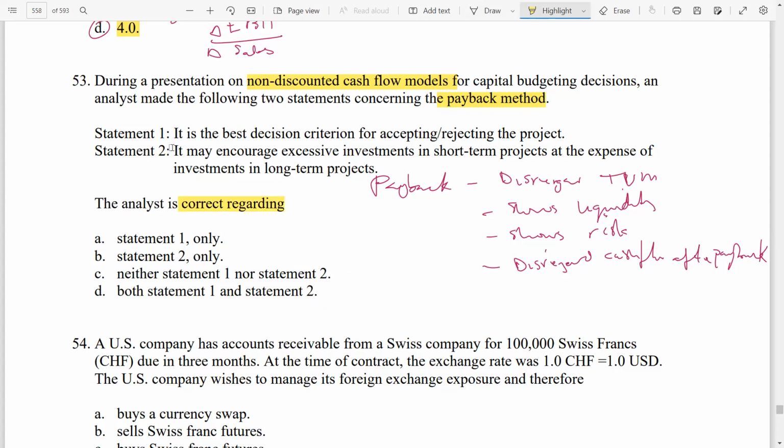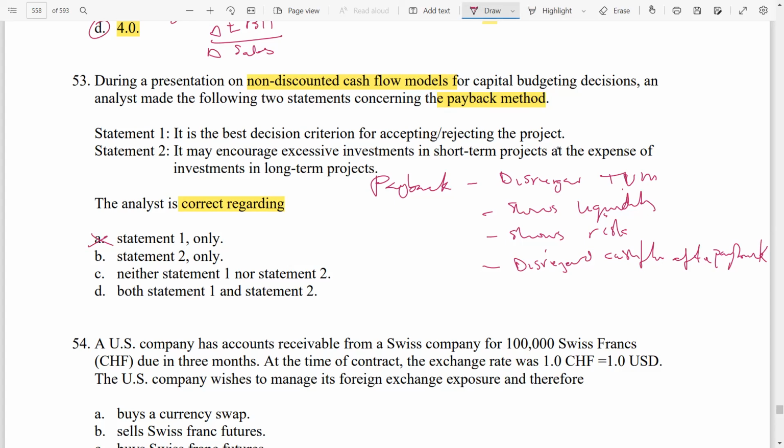Statement number 1 says it is the best decision criteria for accepting and rejecting. Well, statement number 1 is not the best. The best ones are those with time value of money consideration, which is net present value, and also IRR in some cases. So we know option A is not the correct answer because statement 1 is not correct.